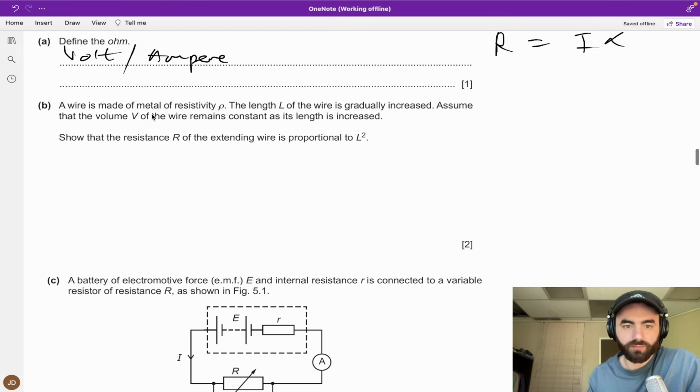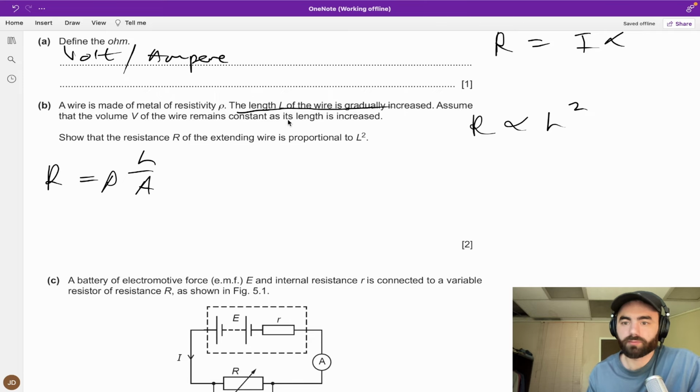A wire made of resistivity rho, length L of the wire is gradually increased. Assume that the volume of the wire remains constant as its length increases. Show that the resistance, so we want to show this. Okay, so before we start, let's look at our equation. And so we're increasing the length of the wire. Assume that the volume of the wire remains constant. Okay, the volume is going to equal the cross-sectional area times the length, right?